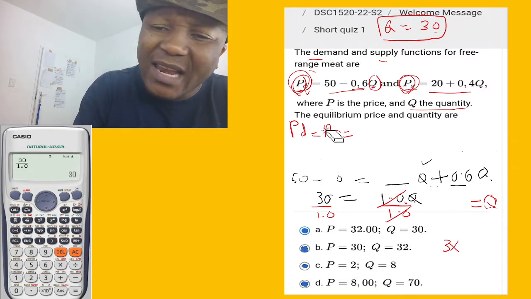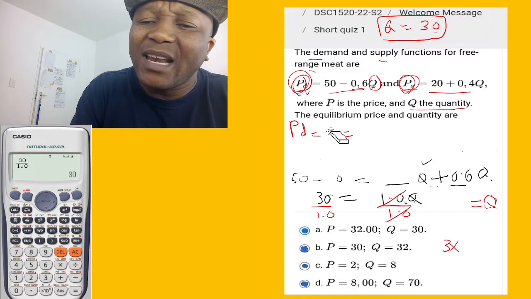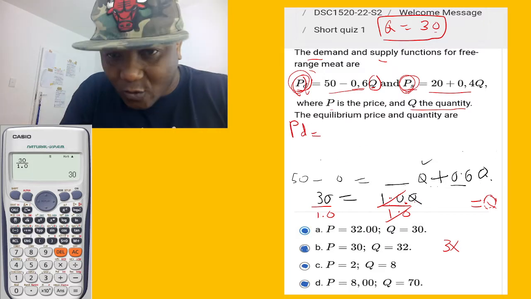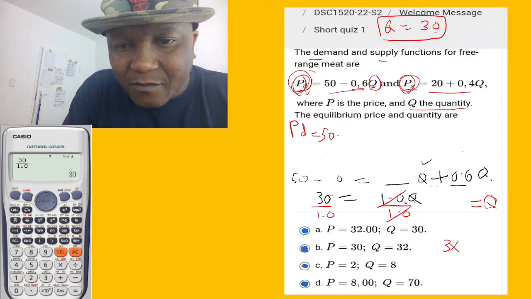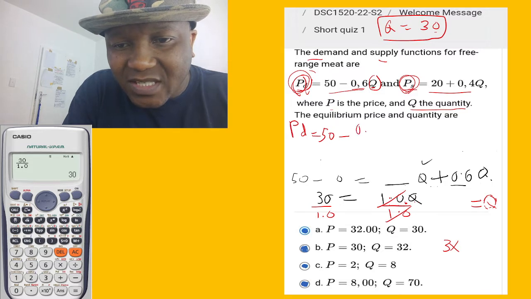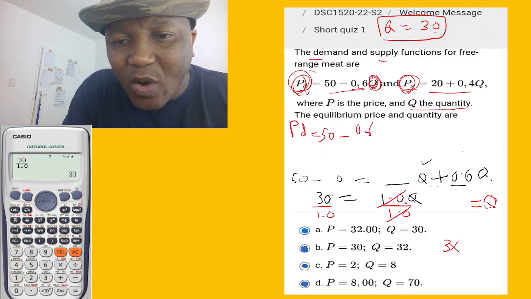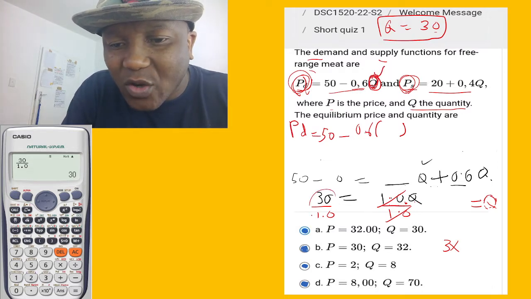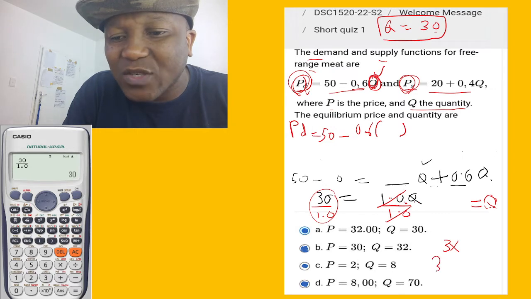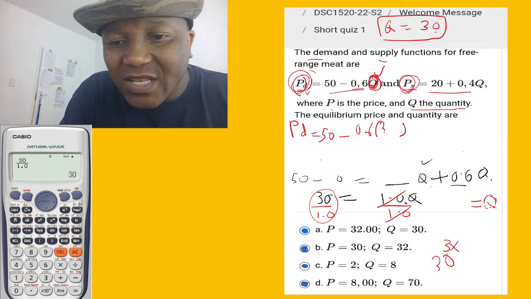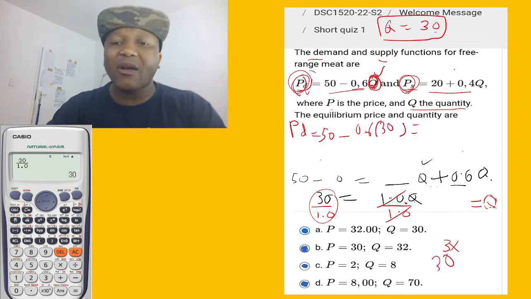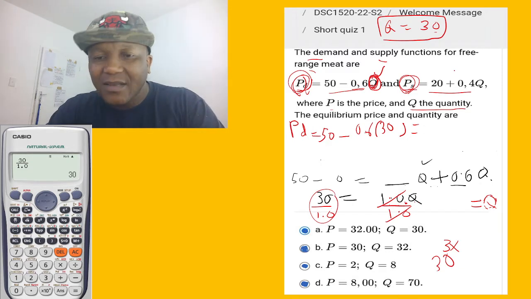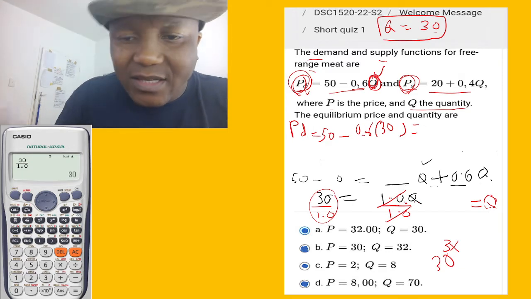Let's deal with the PQ first. So this is going to be 50 minus 0.6 Q. In the position of Q, I'm going to put my bracket and replace the value of Q. We got Q equal to 30 after plugging in the calculator, right? So in the Q, we're going to say 30. Now take a calculator, say 50 minus 0.6 times 30.